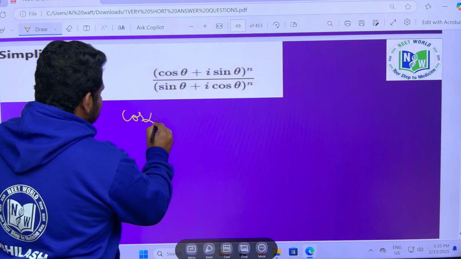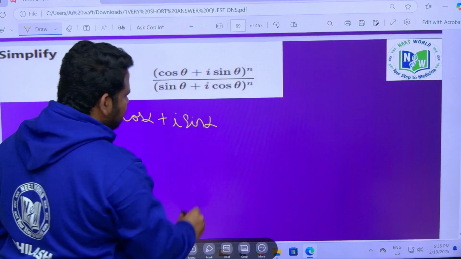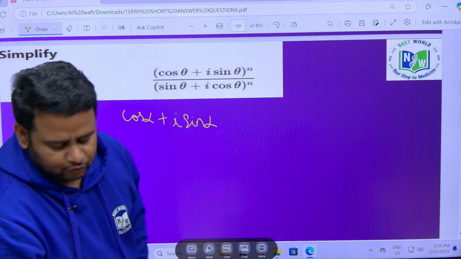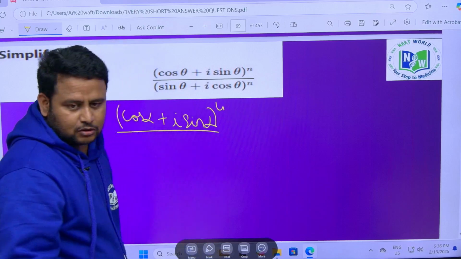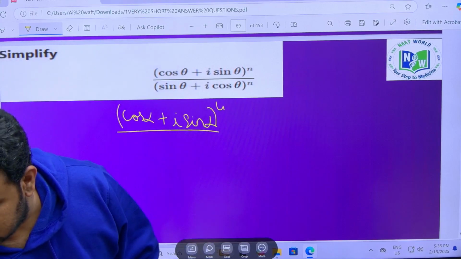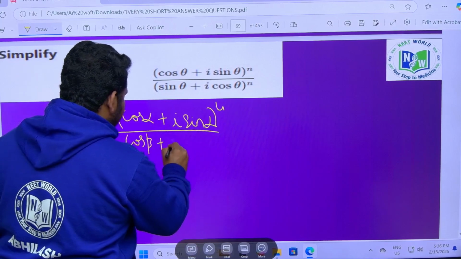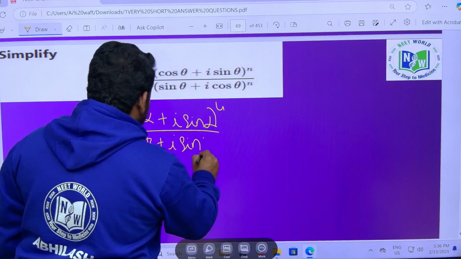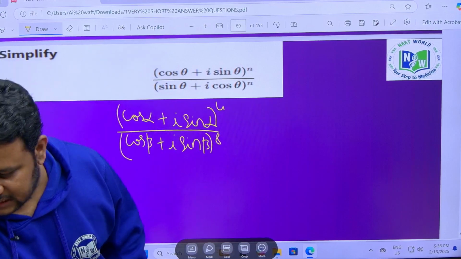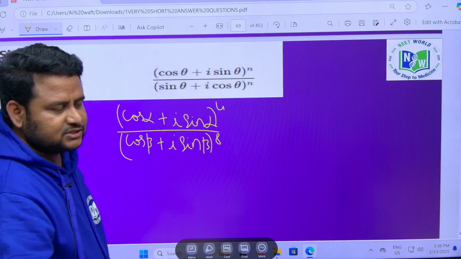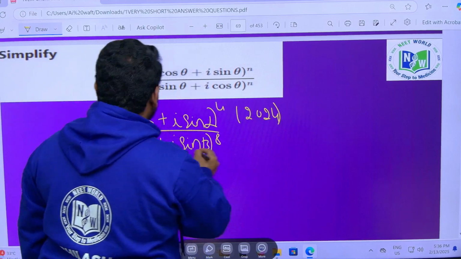simplify (cos alpha plus i sin alpha) to the power of 4 divided by (cos beta plus i sin beta) to the power of 8. Okay, this is the question. This was asked in the year March 2024, in the 2024 examination. They are asking simplify.